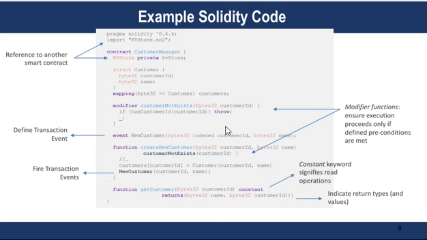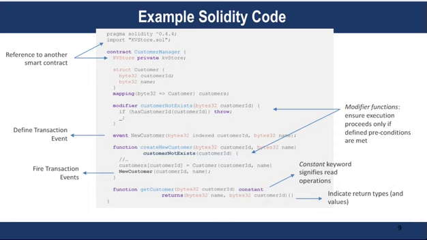These events will be emitted when the transaction executes. This is the definition of the event, and within the function, this is a smart contract function that is going to get invoked in a transaction. You can also fire this transaction event at different points of the function execution. Then you could have a modifier function. This ensures that the execution proceeds only if the predefined conditions are met.